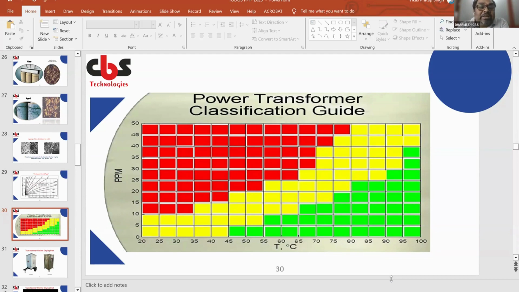Suppose at 45 degrees, 5 ppm is maintained. This is how the chart should be maintained in all the power utilities. This is an ideal chart. Thanks.